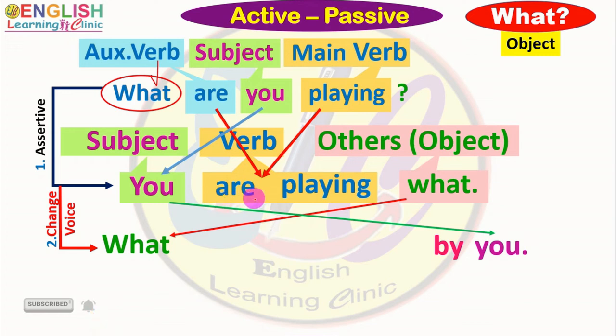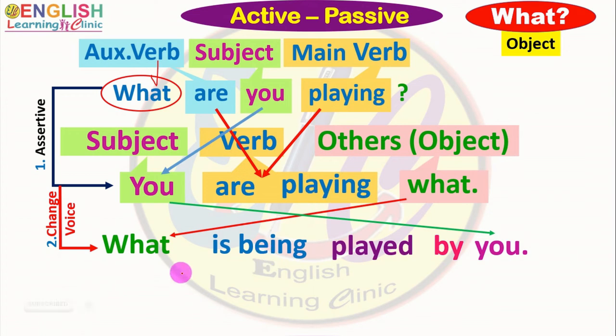The verb is in active voice. So, to make it passive, the verb will give its tense to the be verb. The verb is in present continuous form. The present continuous form of the be verb is am being, is being and are being. For what? Is being is appropriate. Next will come the third form of the verb play, that is played.